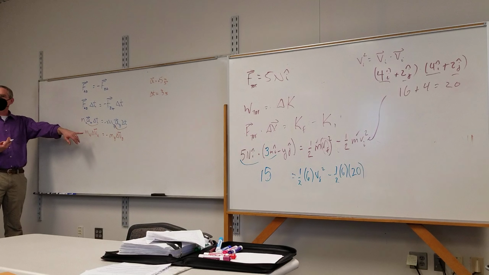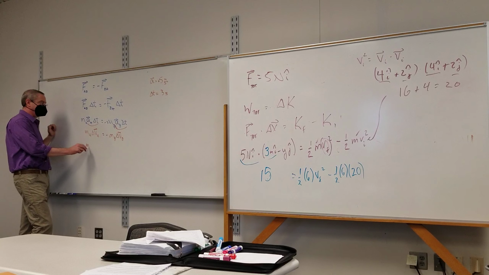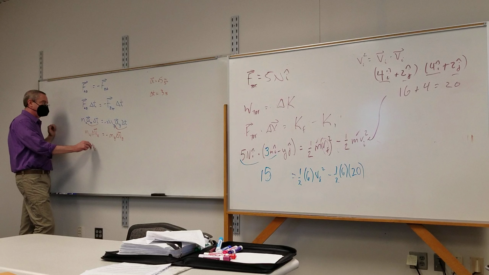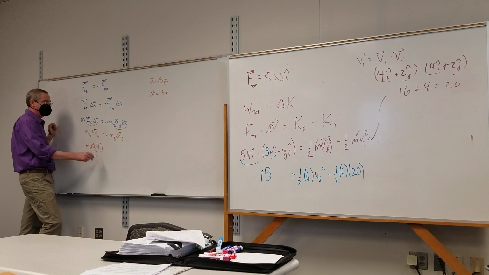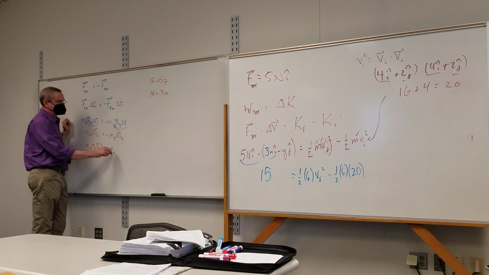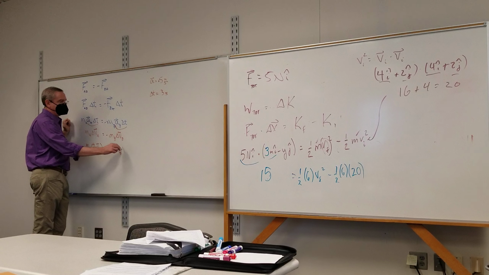Change. If I got two numbers, how do I find the change? Subtract them from each other. Subtract what? Find the change. Yeah. You subtract the initial from the final. Okay. So I get mass of A times V final minus V initial of A is equal to negative mass of B times V final of B minus V initial of B.